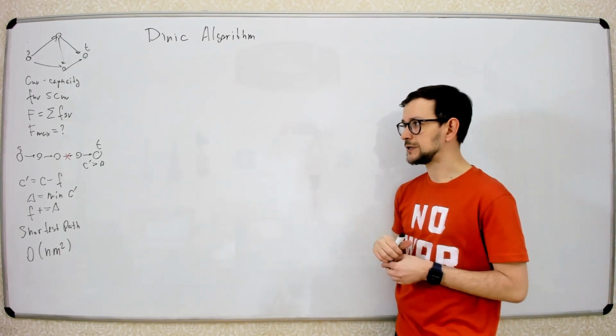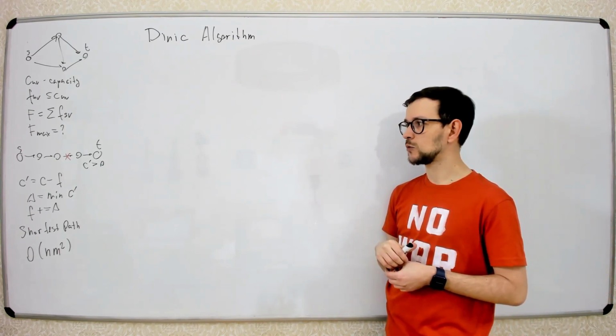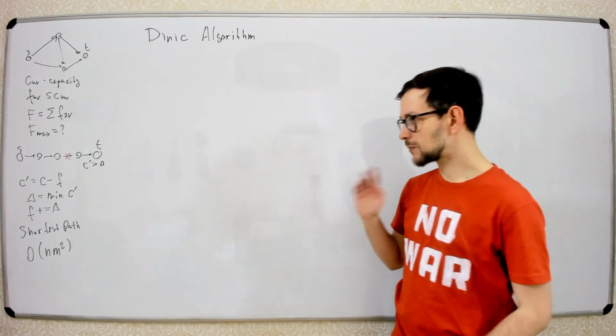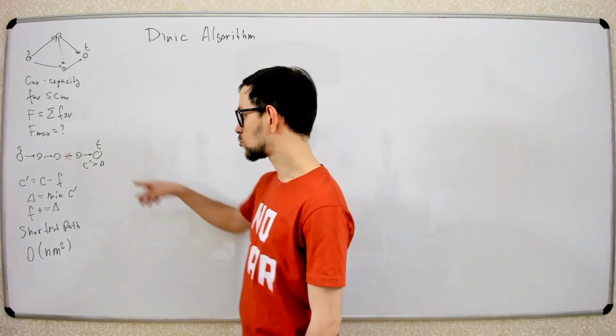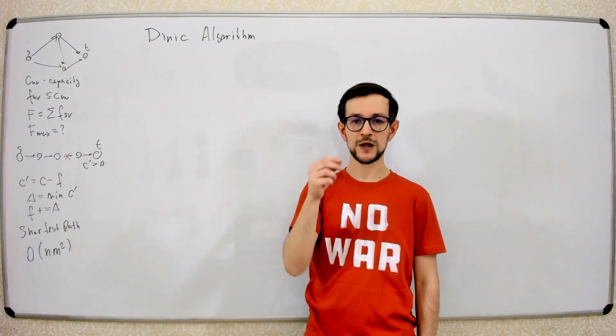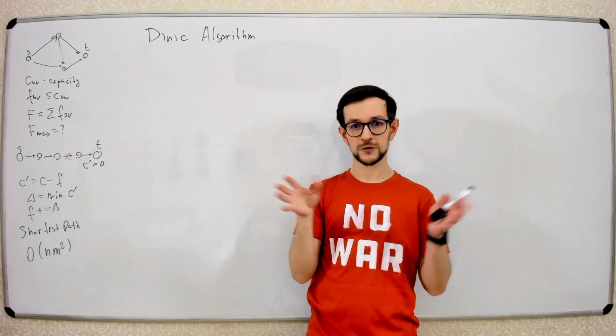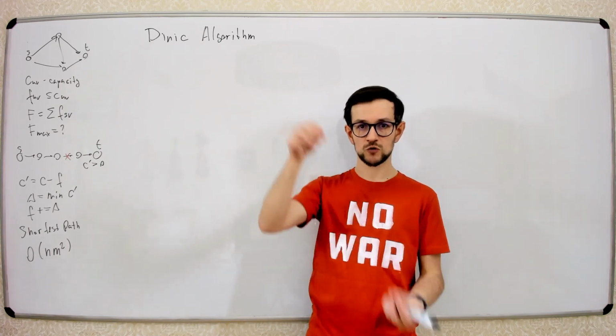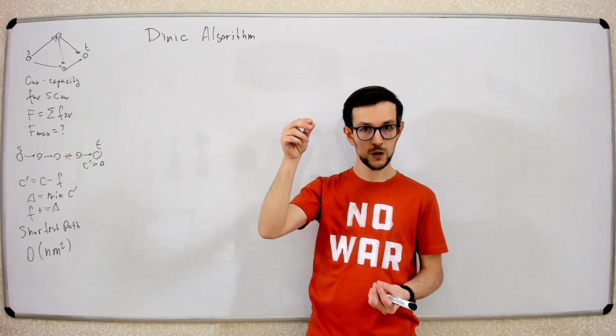What idea do we use in Dinic's algorithm? In Dinic's algorithm, we use the following idea. Now, let's see what happened in the Edmonds-Karp algorithm. In the Edmonds-Karp algorithm, each time we try to find the shortest path using BFS, right? So we run the breadth first search algorithm, and using it we find this one path.